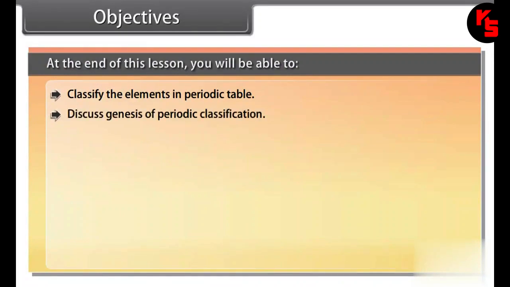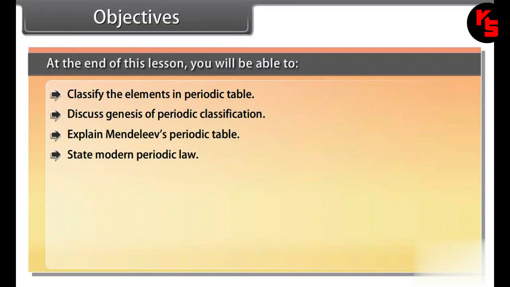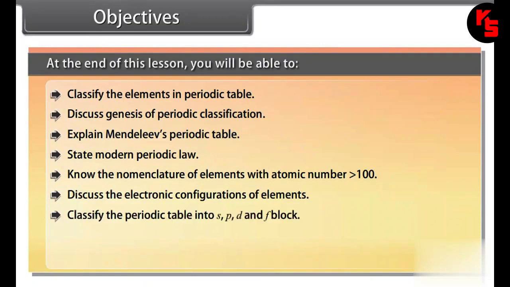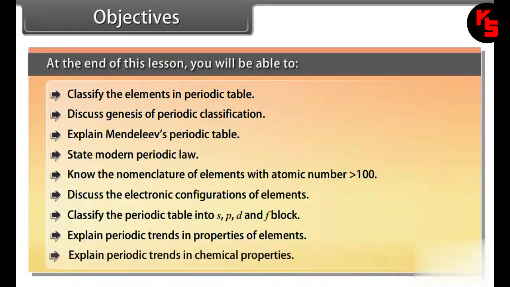Objectives. At the end of this lesson, you will be able to classify the elements in periodic table, discuss genesis of periodic classification, explain Mendeleev's periodic table, state modern periodic law, know the nomenclature of elements with atomic number greater than 100, discuss the electronic configurations of elements, classify the periodic table into S, P, D and F block, explain periodic trends in properties of elements, explain periodic trends in chemical properties.